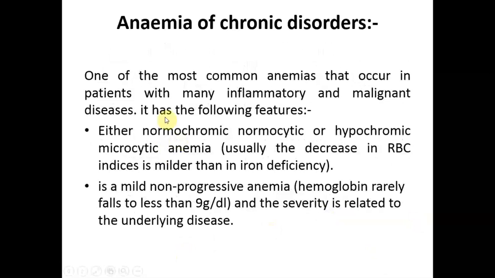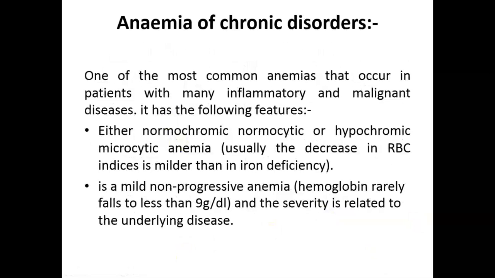Now we come to another type of anemia that's also sometimes hypochromic, which is anemia of chronic disorders. This is also a very common type of anemia. It occurs in patients who have inflammatory conditions, malignant diseases, autoimmune diseases, patients with SLE, patients with rheumatoid arthritis. They usually have this type of anemia that we call anemia of chronic disorders.